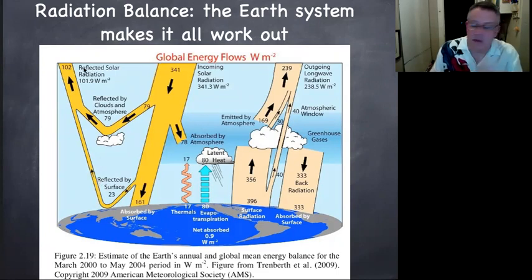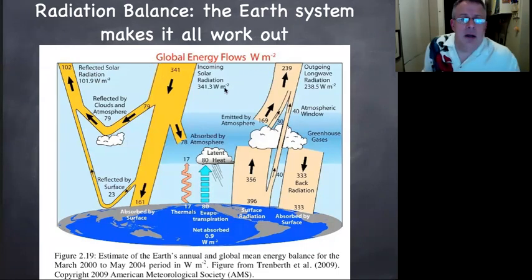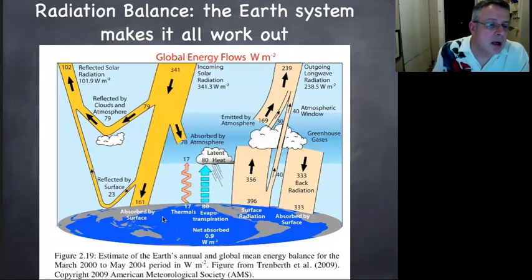But on average, in today's present day Earth, about 102 watts per meter squared of the 341 goes back to space. And all three of these are actually measured directly by satellites. So these are pretty clean numbers, both in mean and variability. The remainder that's not reflected by the surface or clouds gets absorbed by the surface. That could be by land or by ocean. We'll come back to that in a minute.